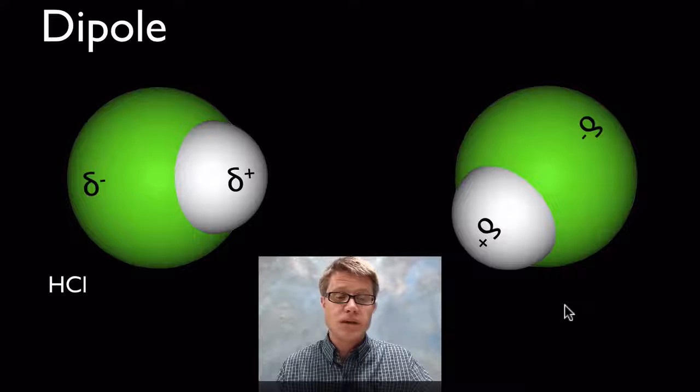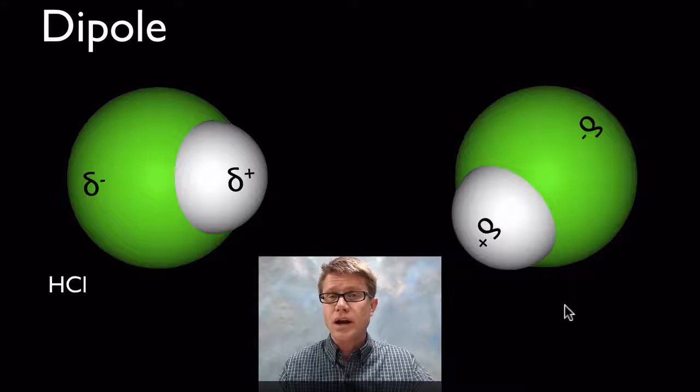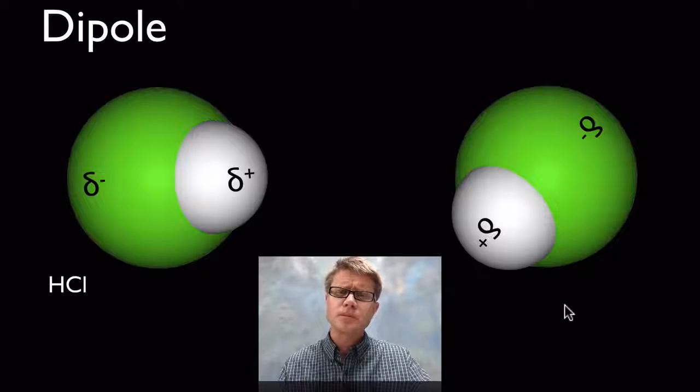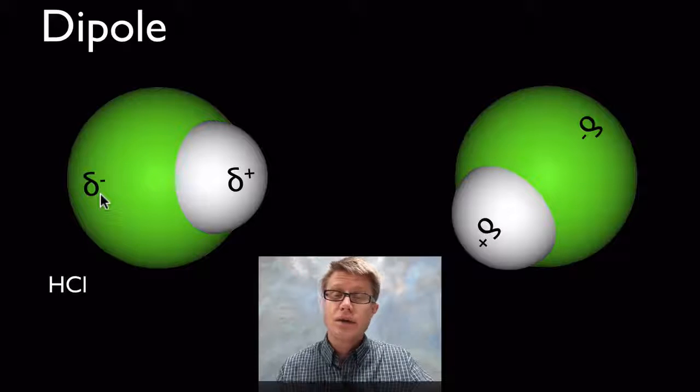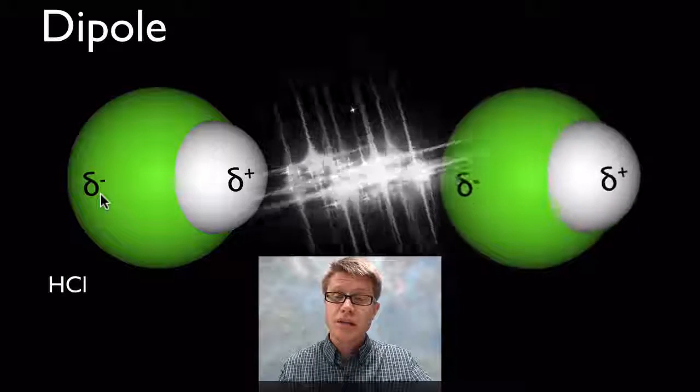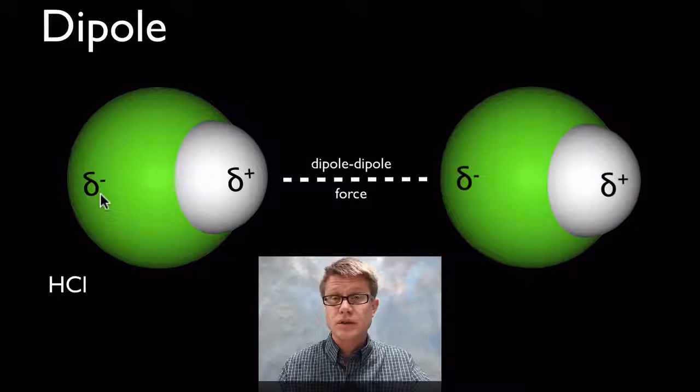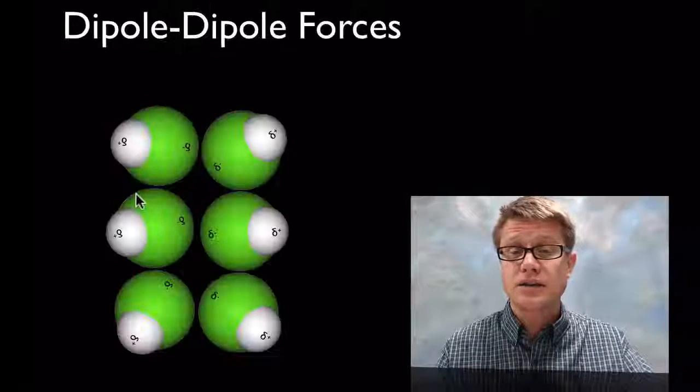So let's look at a specific dipole. Let's say we have hydrochloric acid. Hydrochloric acid is going to have one atom of hydrogen and one of chlorine. Chlorine is going to pull that electron towards itself, and so it's going to have a partial positive and negative charge. Positive is going to be where the hydrogen is. Negative is going to be where the chlorine is. And so if we have two of these, what we'll get is a dipole-dipole force. It's simply a force between the two dipoles, and it's going to hold hydrochloric acid together.